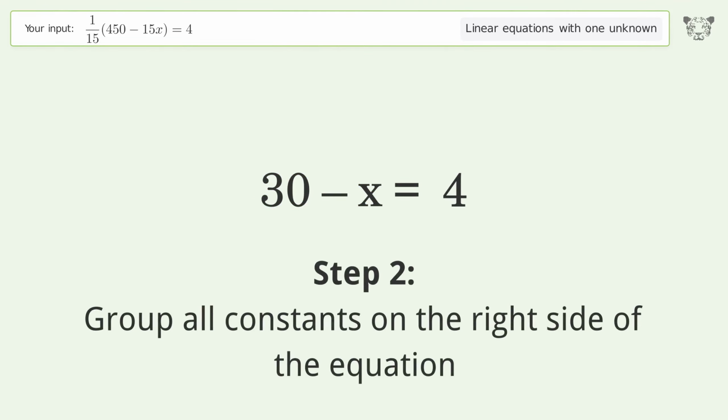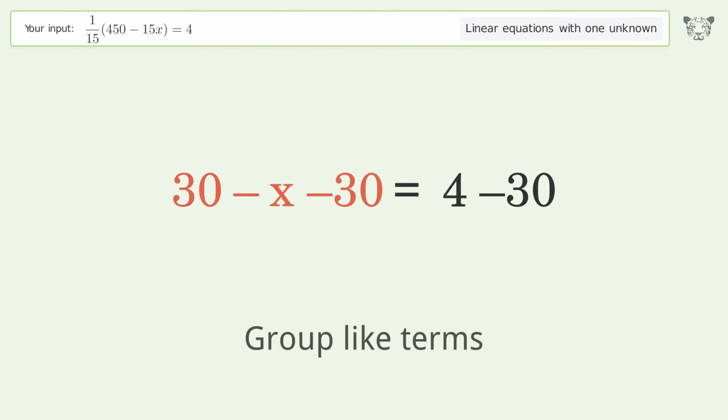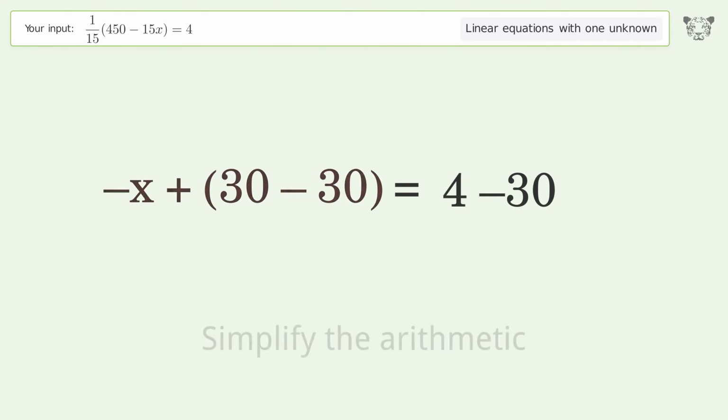Group all constants on the right side of the equation. Subtract 30 from both sides. Group like terms. Simplify the arithmetic.